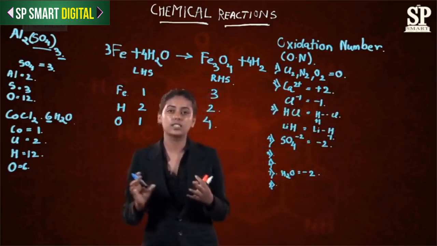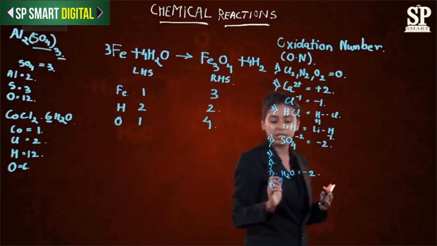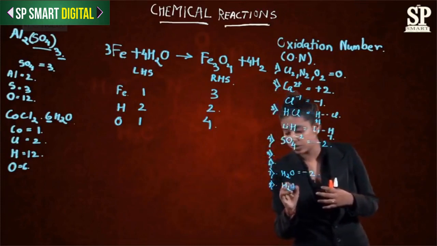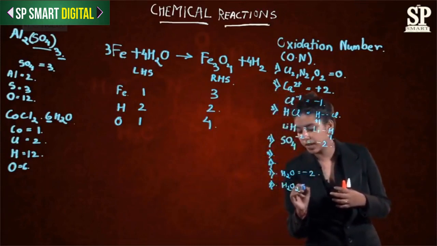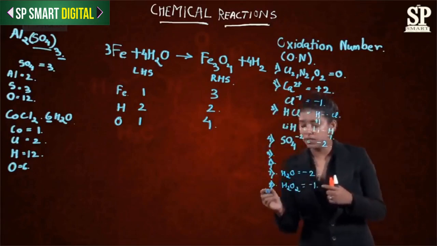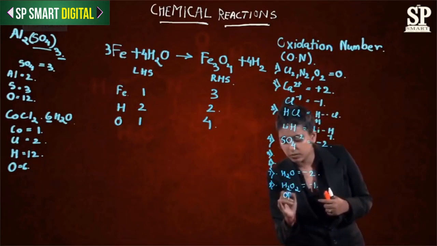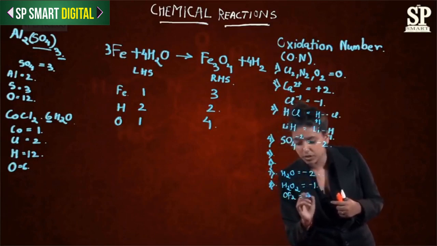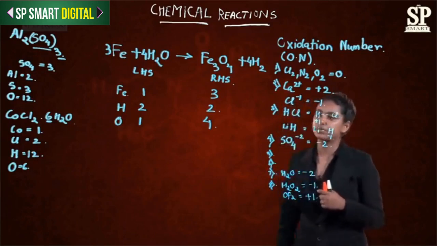However, it varies in certain cases. For example, in peroxides, in H2O2, oxidation number of oxygen is -1. On the other hand, in fluorides, the oxidation number of oxygen is +1.